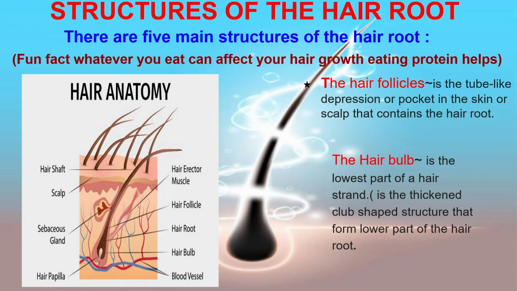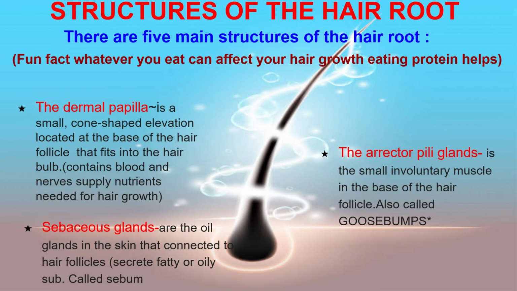Again, your hair follicle is your tube-like depression that contains the hair root. Your hair bulb is the lowest part of the strand. It is your thick, club-shaped structure that is the lower part of the hair root. Your next one is going to be the dermal papilla. Your dermal papilla is a small cone-shaped elevation located at the base of the hair follicle that fits into the bulb. It contains blood and nerve vessels, the nutrients that the hair needs to grow.